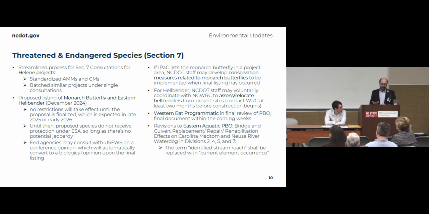If IPaC lists the monarch butterfly in the project area, DOT staff may develop conservation measures related to the monarch butterfly, and we may want to implement that. We may hold off on it. We may just keep it in the back of our mind, or a little memo to file or something like that. We'll see. On the hellbender front, obviously that's more of a mountainous species that we're working through. So we may voluntarily coordinate with the Wildlife Resources Commission and figure out where we need to assess populations and possibly relocate hellbenders. But that's going to be project by project.